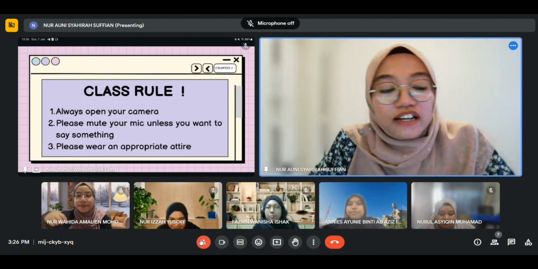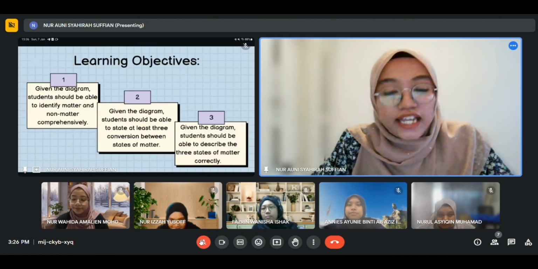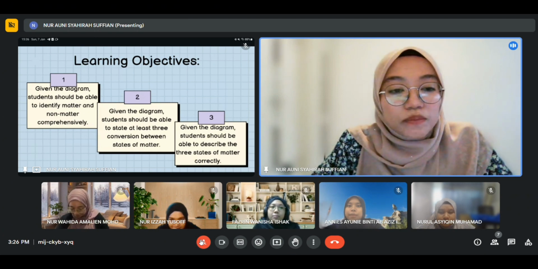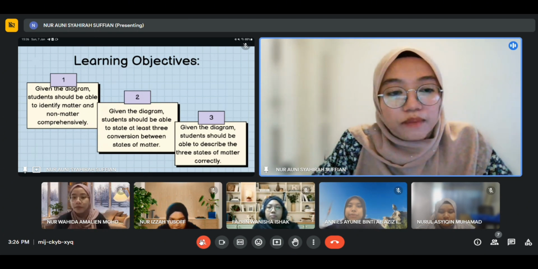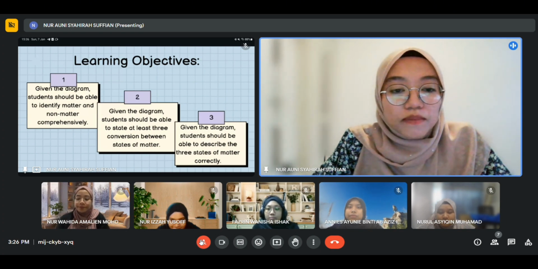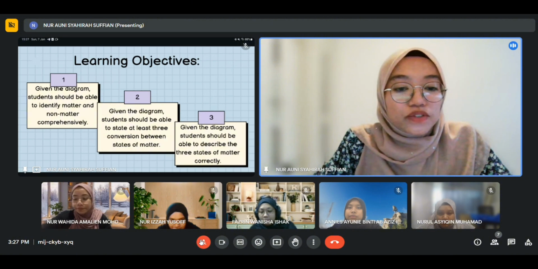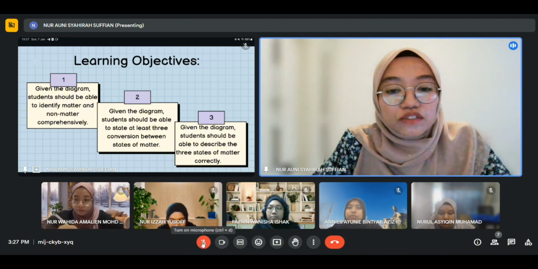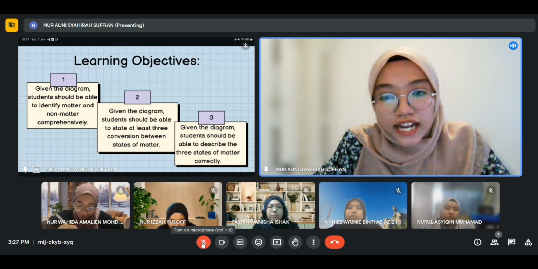For our class today, the learning objectives are: first, given the diagram, students should be able to identify matter and non-matter comprehensively. Second, given the diagram, students should be able to state at least 3 conversions between states of matter. And third, given the diagram, students should be able to describe the 3 states of matter correctly.